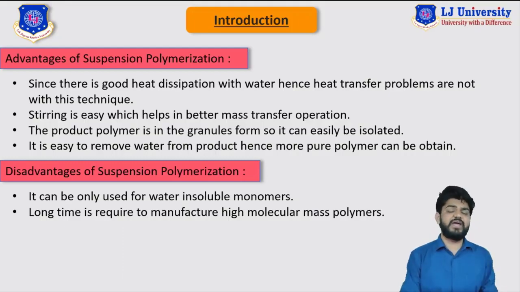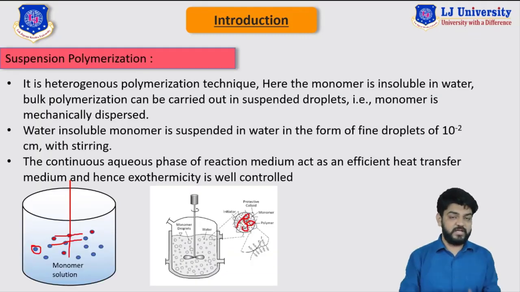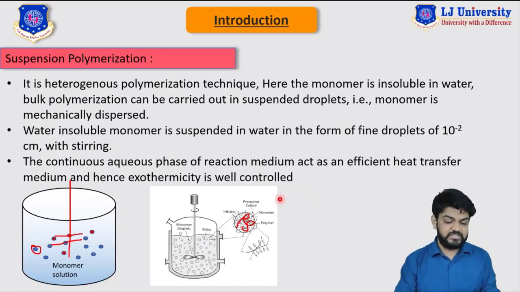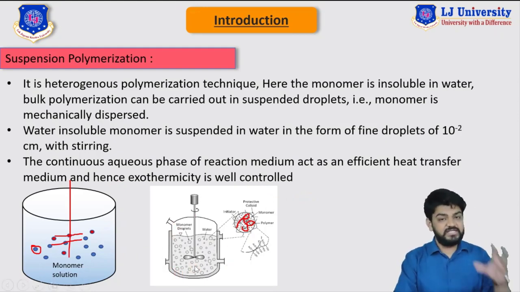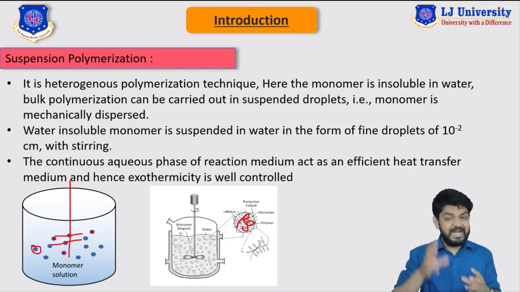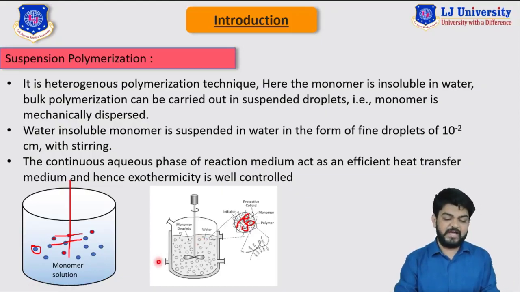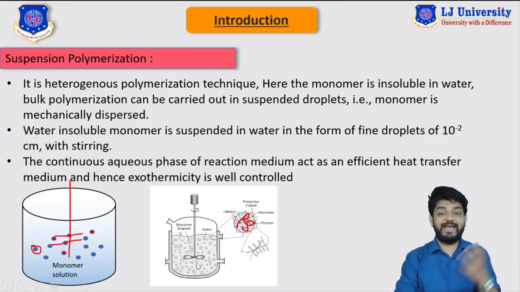Now let's quickly revise what we mean by the suspension polymerization reaction with this particular image. You can see in this image we have taken one vessel, inside which we are adding our solvent, which is mainly water. This water will act as the heat transfer medium, and we are going to add our monomer, right? This monomer needs to be water insoluble. Remember this: in suspension polymerization, the monomer and initiator both need to be insoluble in water, right? So now you can see we have added this insoluble monomer and initiator.